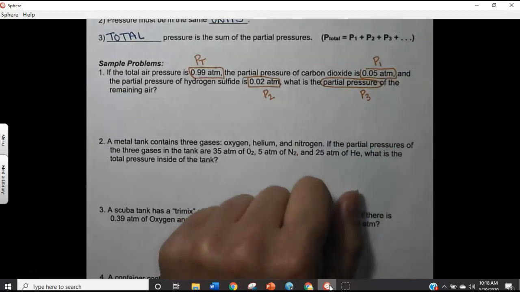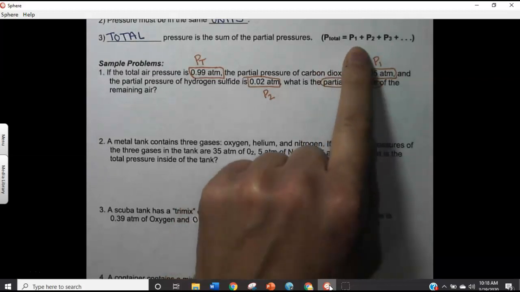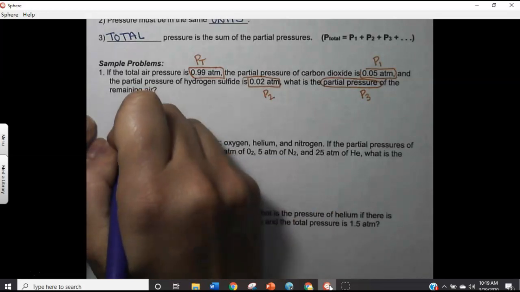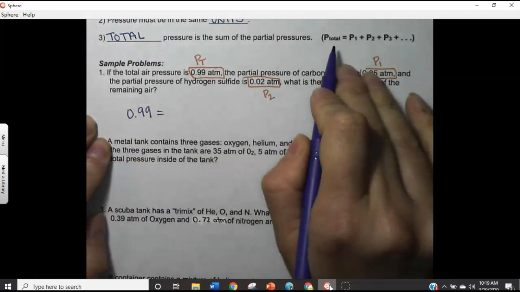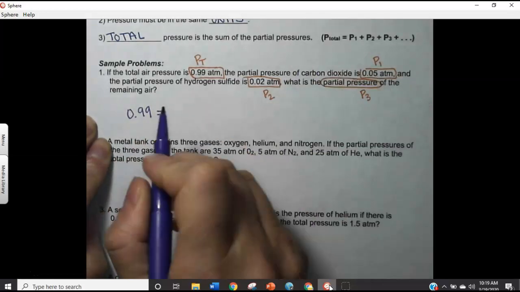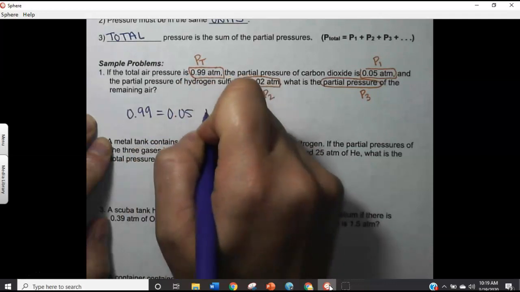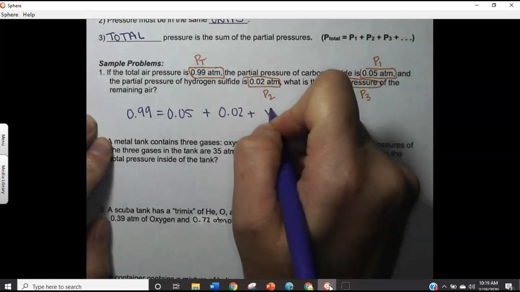So I found my givens, my unknowns. Here's my equation. So we're going to substitute. I know what my P total is on this question. They're not asking me to solve for the total. I know that the total is 0.99 atmospheres. So that's what I plugged in for my P total, and P1 0.05 plus P2 0.02 plus P3, which I'm just going to say is X.